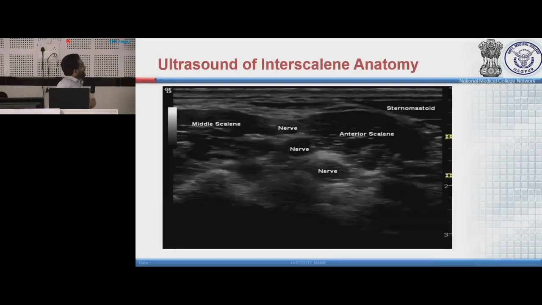This is the sono anatomy. This is the sternocleidomastoid, anterior scalene. This is C5, C6, C7, middle scalene muscle, C7 vertebra. So the needle path should be from here, lateral to medial, like here. And we have to deposit the drug here. 10 to 15 ml is sufficient. It will take 5 to 10 minutes for action. Depending on the drug, lignocaine or bupivacaine, action lasts for 3 hours to 6 hours.